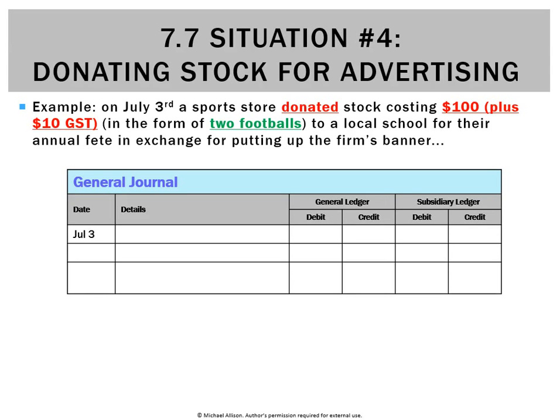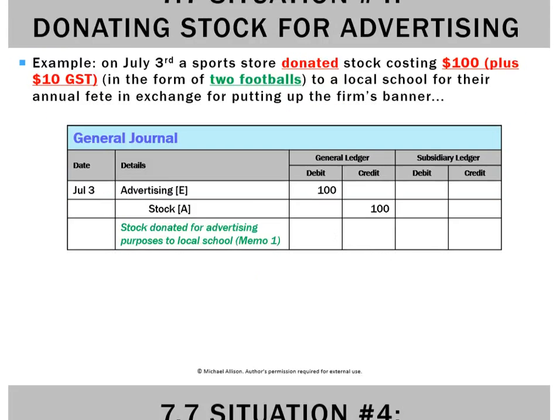That's going to go on the actual date, which is July the 3rd. Advertising is an expense, so when expenses go up, that's a debit. Stock's going down, so that's a credit. And we have a narration. We'll look at this in chapter 9. We want to get quite detailed with the narration in terms of what stock is and how many units. For now, we'll just keep it quite simple. Stock donated for advertising purposes to local school, and we'll put in the memo number.